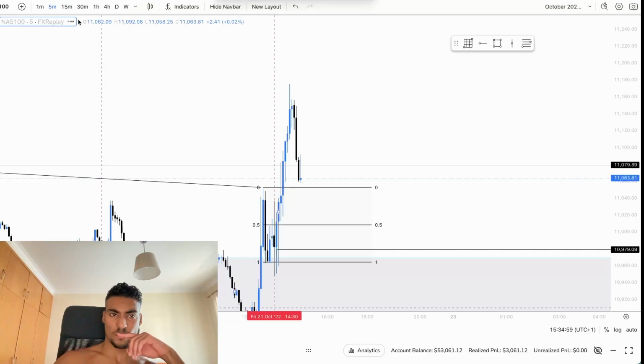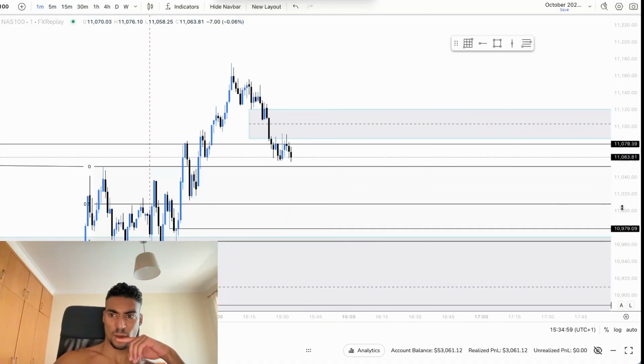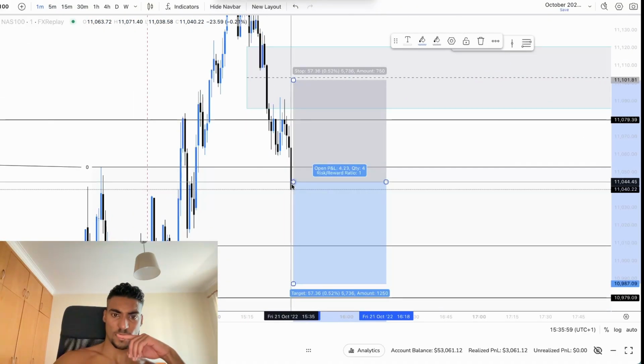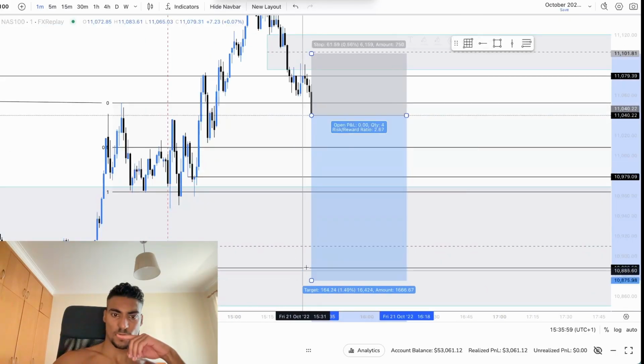Let's see if we get some kind of entry to the downside, to see if we get a retracement right here. But I don't think it will be worth it, honestly. I don't think I'm going to trade, even if we get a break of structure of this candle. If I trade it, it'd be like this, and I think I'll get stopped anyway. But I'm not taking this trade.